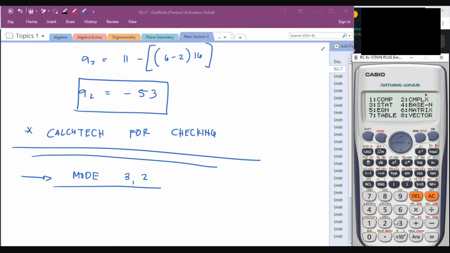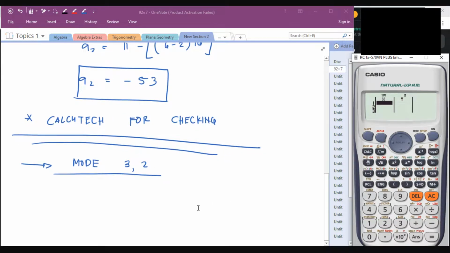Press mode 3 and 2. Mode 3. Tignan nyo dito. 3 ito. 2. 2 yung pangalawa. Okay, ulitin natin. Mode 3. Statistics 3. 2. A plus BX. Okay, 2. Now, you put it this way. Okay, makikita nyo si X and Y.